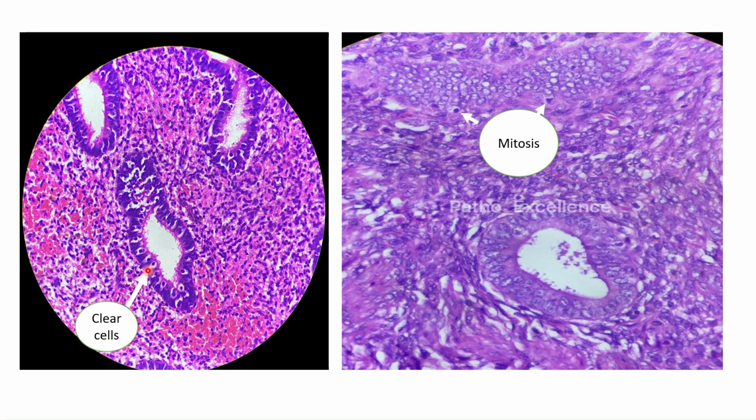So they have clear cytoplasm and a small vesicular or sometimes prominent nucleus. In this section, you can appreciate this is the clear cell, and this is a stratified gland showing mitotically active nuclei.